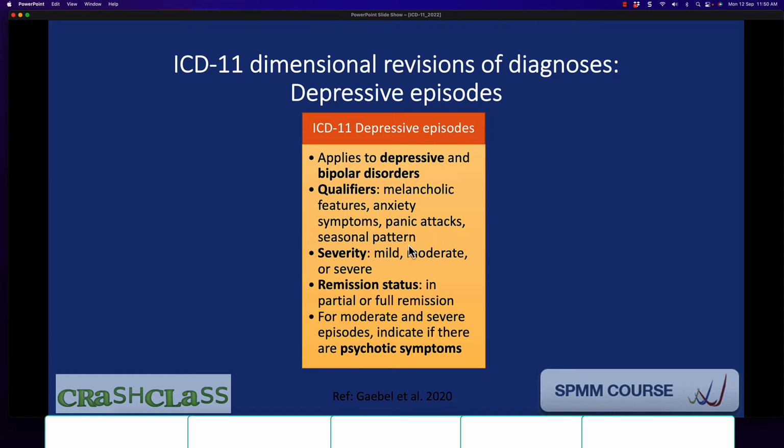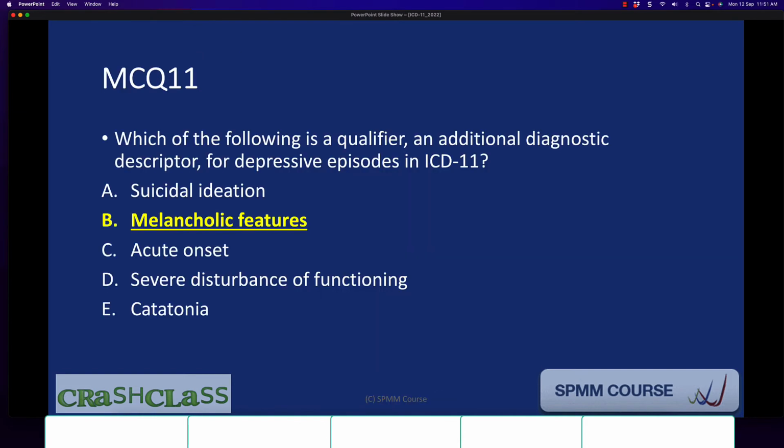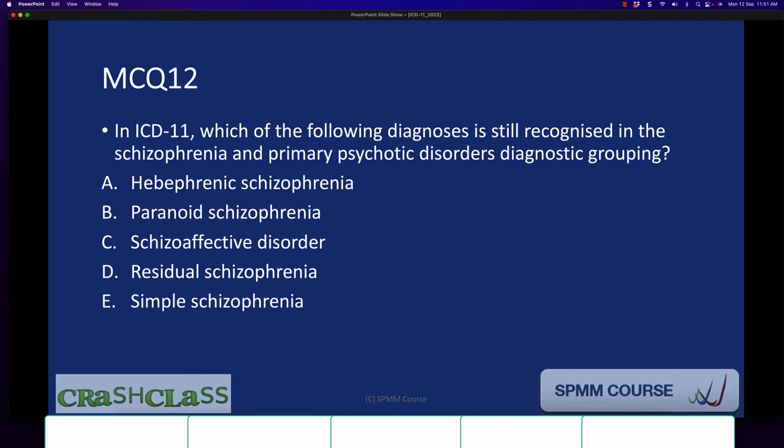In terms of severity, they are graded into mild, moderate, and severe. For moderate and severe episodes, we have to indicate if there are psychotic symptoms. Catatonia is not one of the qualifiers. Catatonia is contained within its own diagnostic grouping. The answer for question number 11 is B. Melancholic features is a qualifier, an additional diagnostic descriptor for depressive episodes in ICD-11. Question number 12.